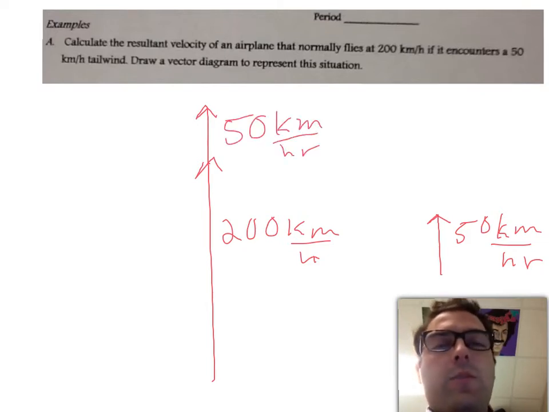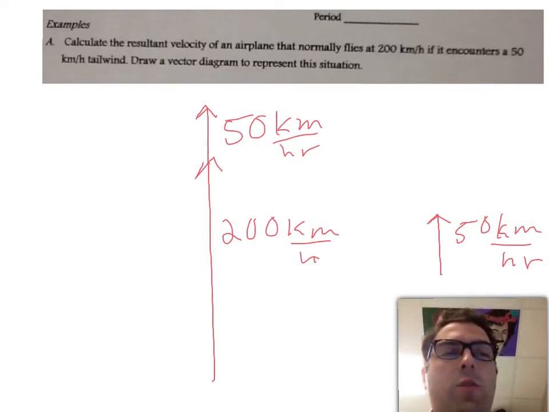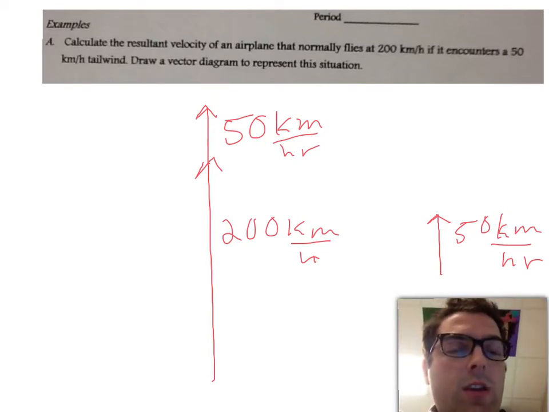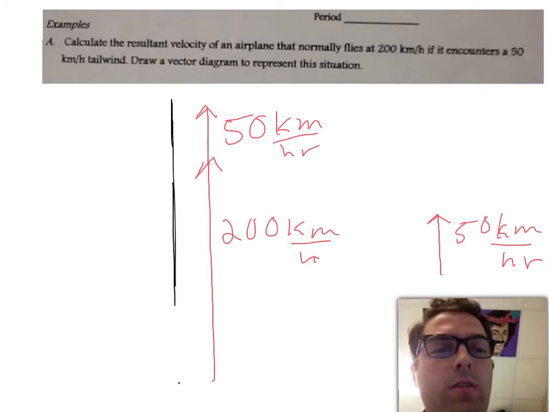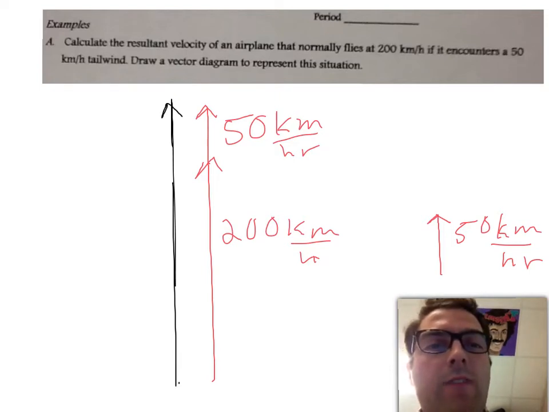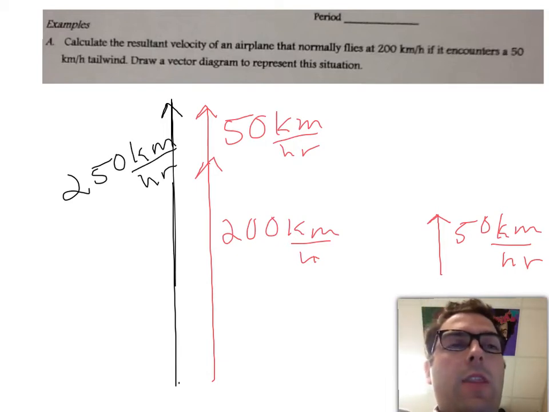And this shows us what our resultant velocity is going to be. So the resultant velocity in this case is 200 plus 50, which means our resultant vector should be 10 centimeters long, because it goes all the way from the bottom down here all the way to the top. So we're going to go ahead and draw that in. 10. And so our resultant, how fast would it be going all together? It'd be going a total of 250 kilometers per hour. And that would be your answer.